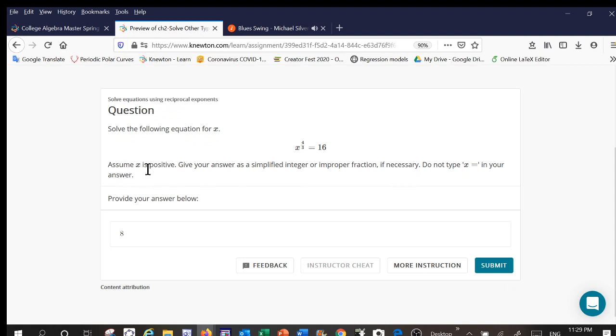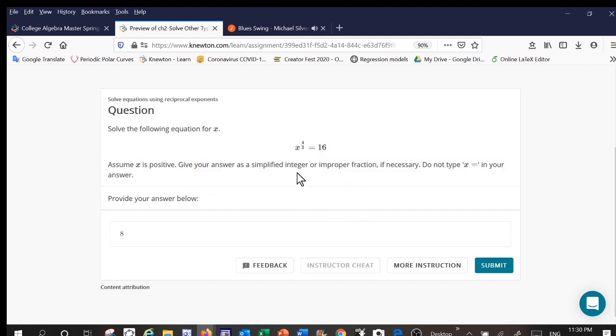It says assume x is a positive number, so that means I didn't see this, now I see it. So the answer actually could be a negative as well, but since they say x, assume it to be positive, then we can just forget about the negative answer. Just write the positive one. All right. If we were not told that, then the answer would be both.